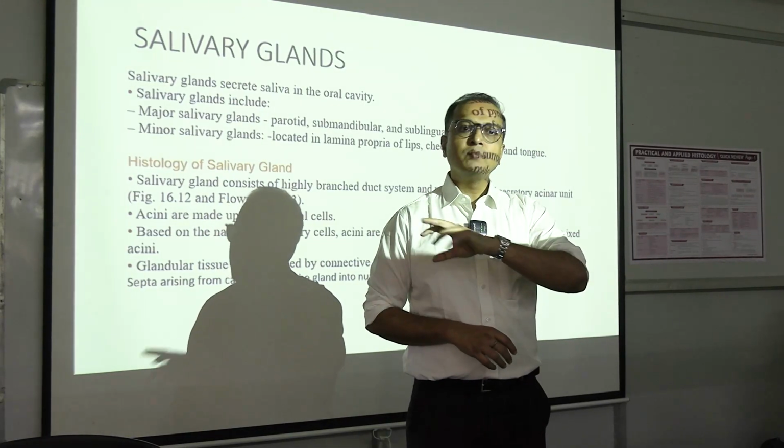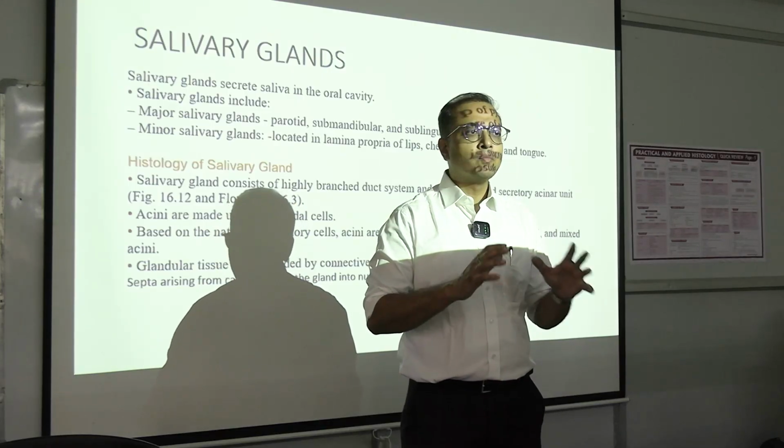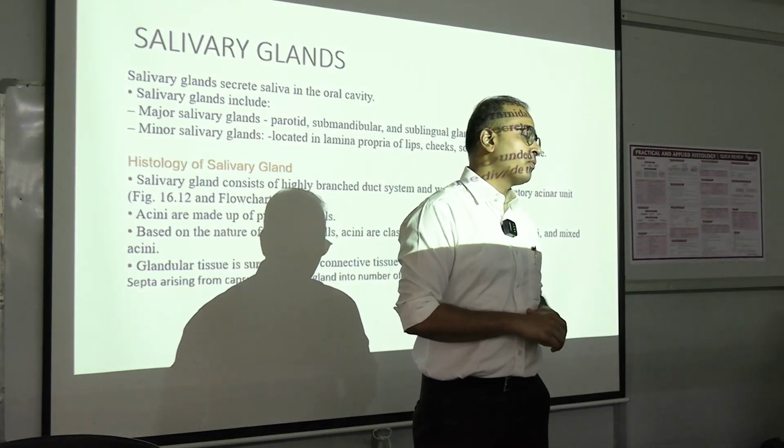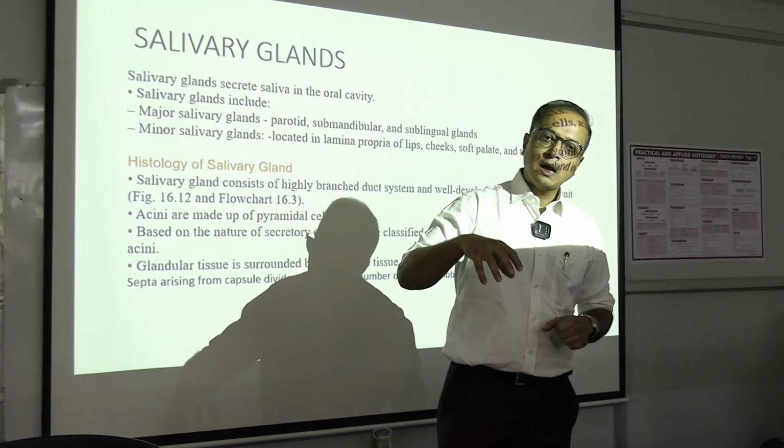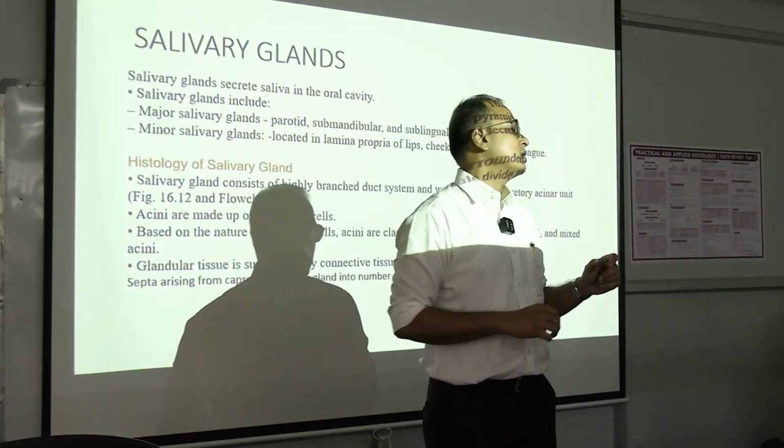So, ducts are very prominent in the salivary gland. They are very prominently branched. So, the prominence of the ducts is a hallmark for this particular gland. This area has a very good amount of large ducts that we are going to see.